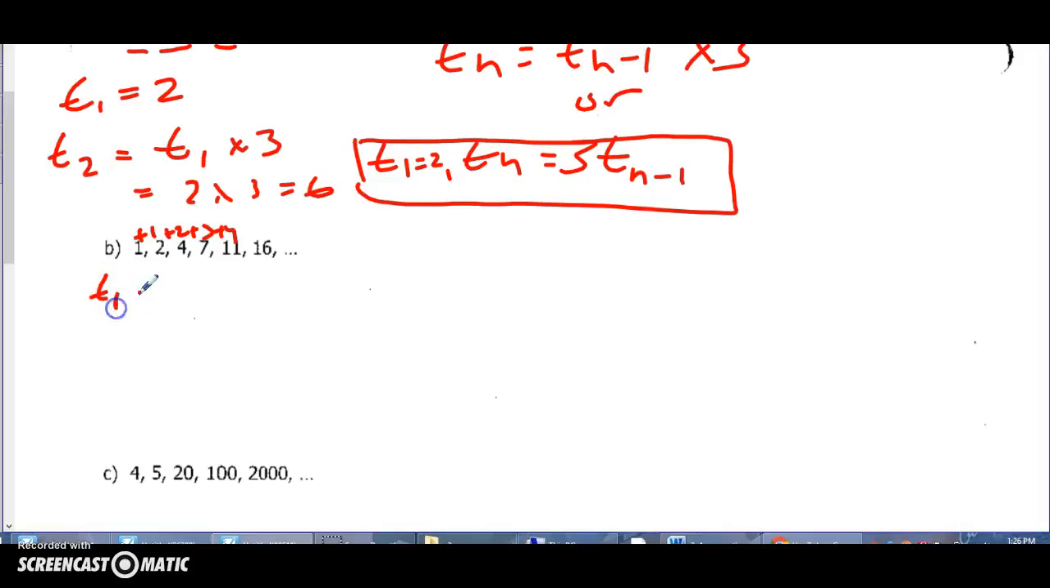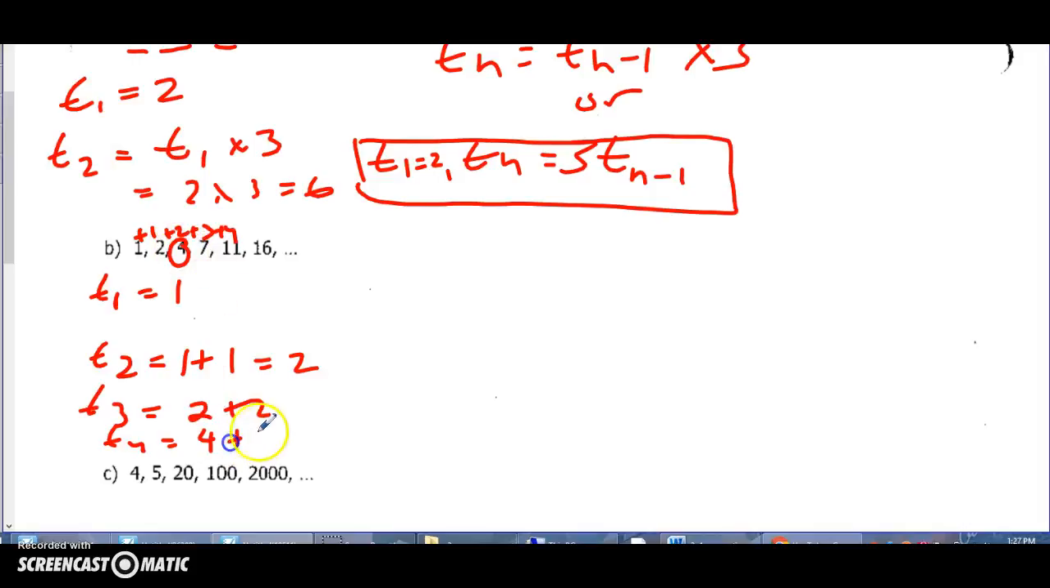Let's figure this out. T1 is equal to 1, and then I look at this here, and T2 is equal to 1 plus 1. Okay, let's see what else we got here. T3 is equal to, well, I had my 2. So what I do is I take this 2 and I add to it 2. T4, I have my 4 from the number before, and I add to it 3.